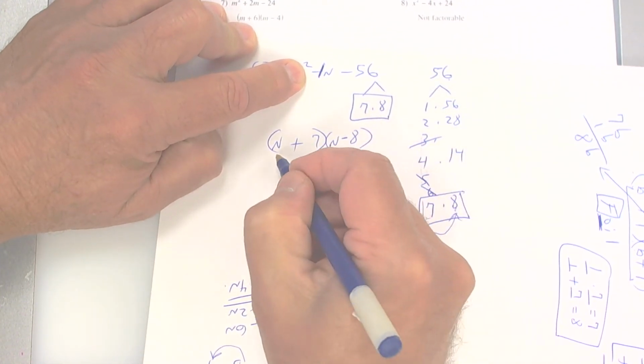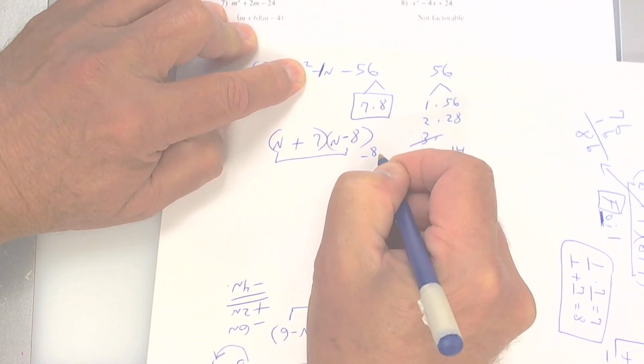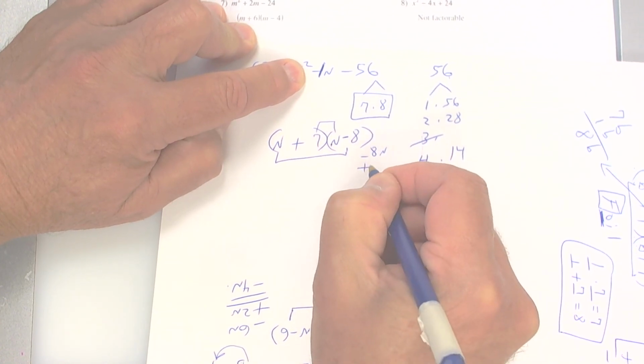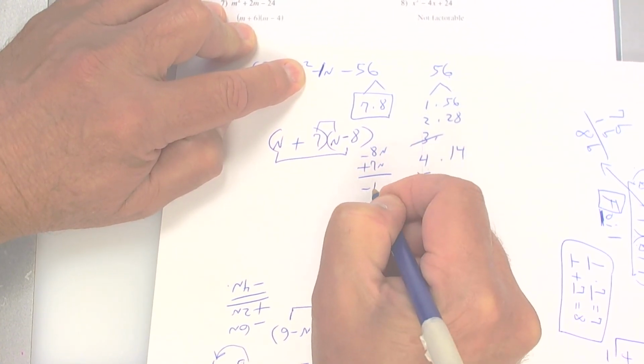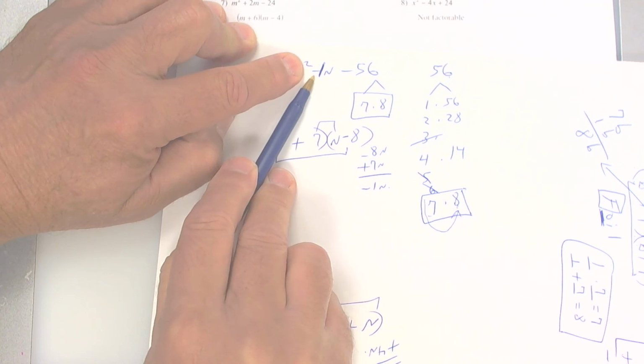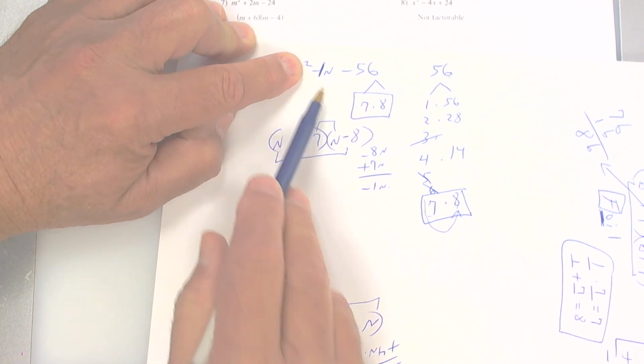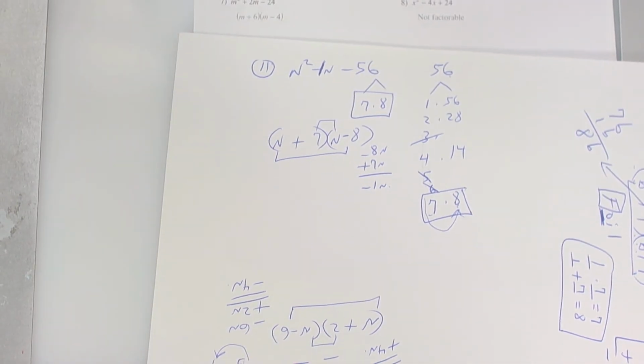And I want you to check. The outer is a negative 8. The inner is a positive 7. And when you subtract, you get a negative 1, which is what we want. If you end up with a positive, switch your signs. All right, that's it.